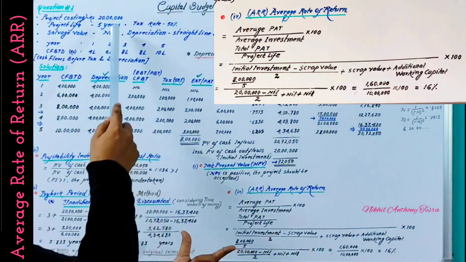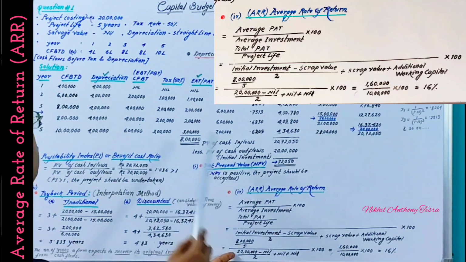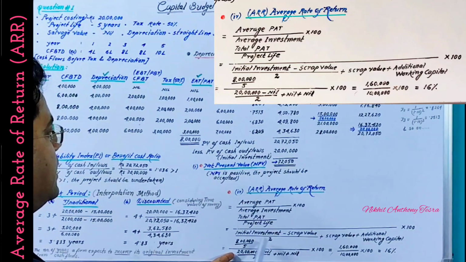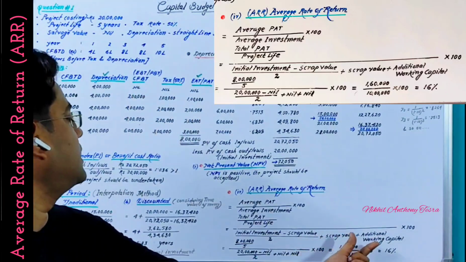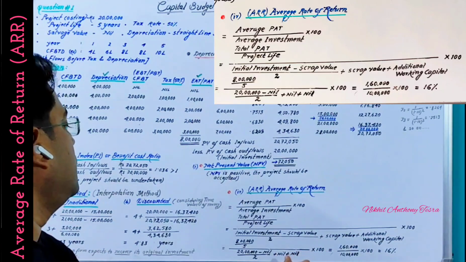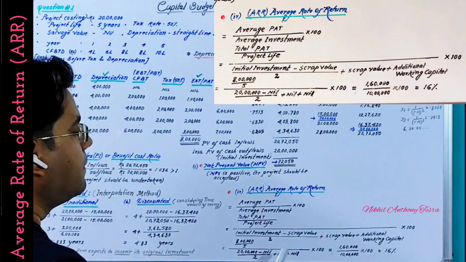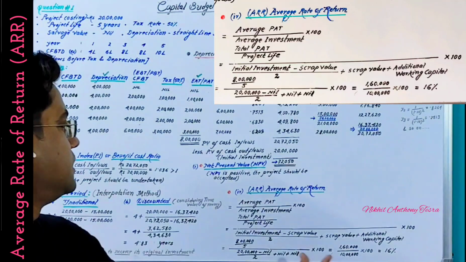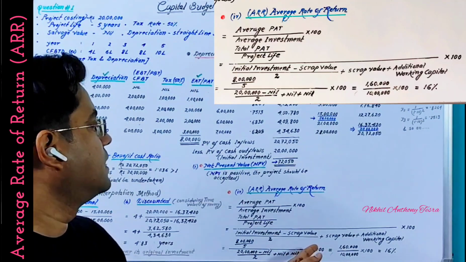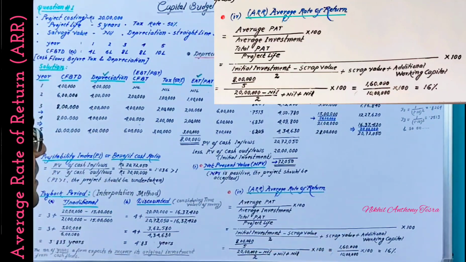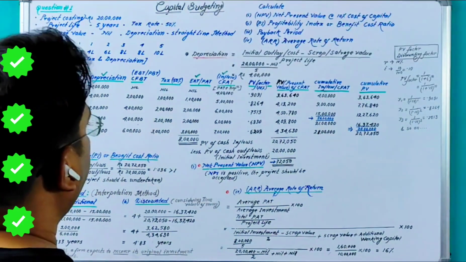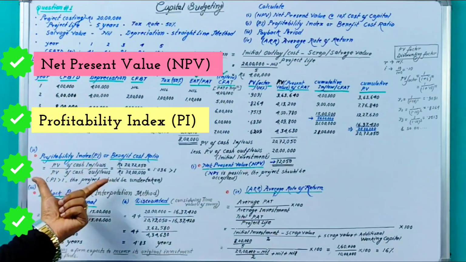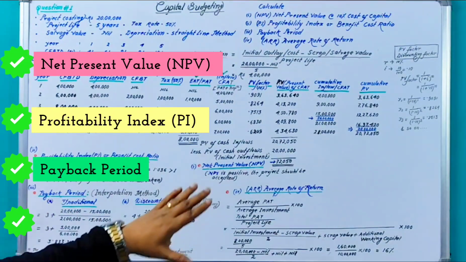Initial investment here is 20 lakhs. So we are writing 20 lakhs. There is no scrap value, so minus nil divided by 2 plus scrap value is nil. There is no additional working capital, so here again it's nil. So 20 lakhs minus nil divided by 2 plus nil plus nil. That is 20 lakhs divided by 2, that is 10 lakhs, and into 100. So 1,60,000 divided by 10 lakhs into 100 is 16%. So friends, we have calculated the net present value, profitability index, payback period and average rate of return. All the very best, friends.